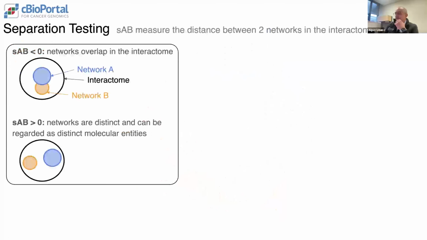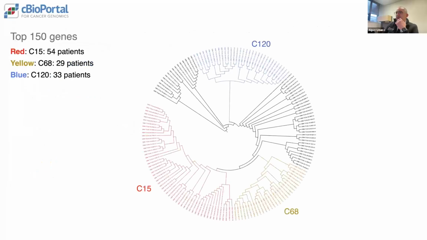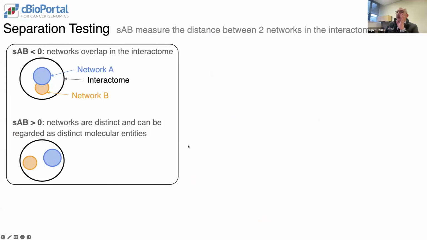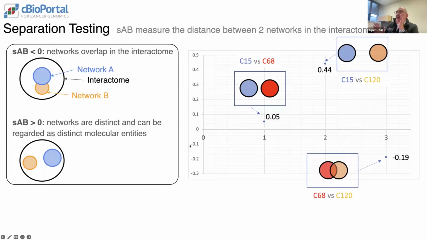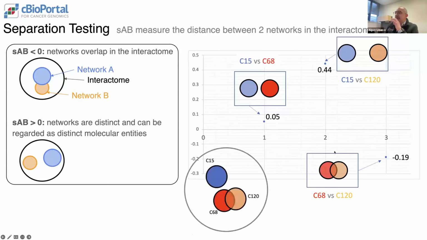Here there's another approach called separation testing. We are asking about those networks: how close are they to each other, and if they are close to each other, what is their distance? What we found is that among C15, C68, C50 and C120, C15 is, at the end of the day, the most distant network, or cluster, from the other patients.